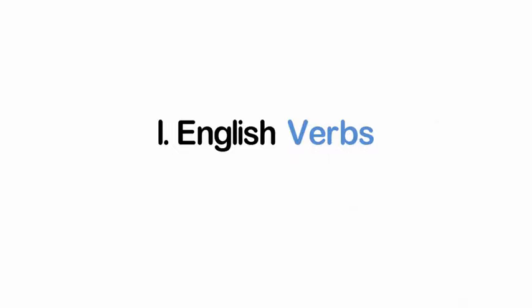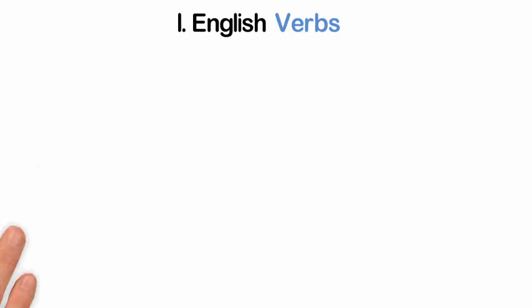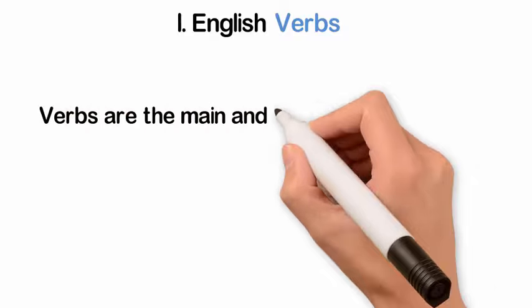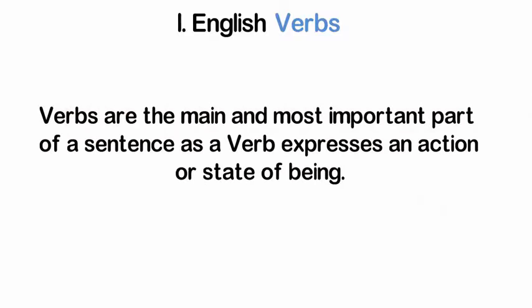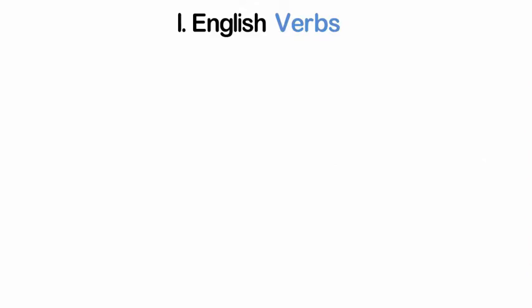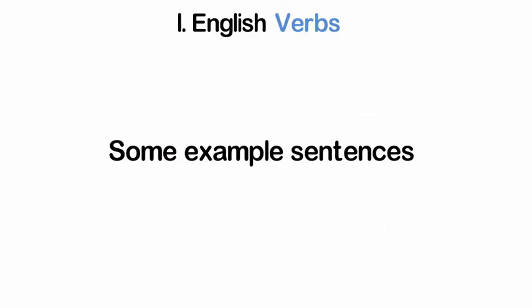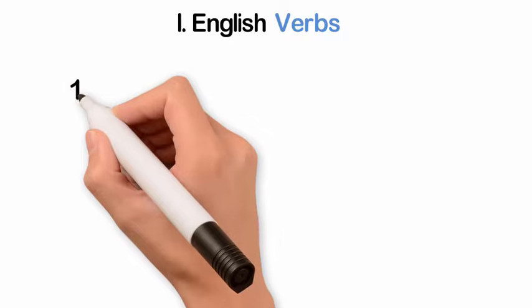First, identifying verbs in English. Recall that verbs are the main and most important part of a sentence, as a verb expresses an action or state of being. Let's look at some example sentences where we will identify the verb in the sentence, the action word expressed in the sentence.